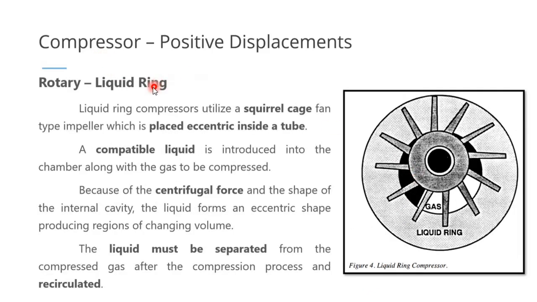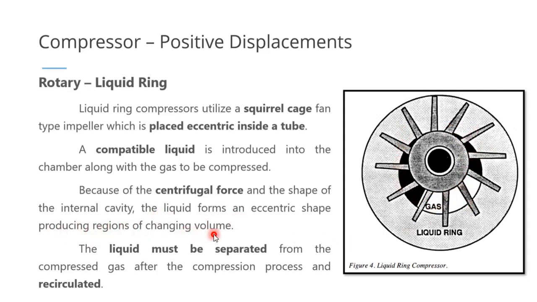Also, meron ding tinatawag na liquid ring. Kaya siya tinawag na liquid ring kasi meron siyang liquid fluid dito sa gilid. Ito yung tube mo. Due to centrifugal force, syempre yung fluid, doon siya sa gilid. Dapat compatible liquid yan. Then, because of the centrifugal force, in the shape of the internal cavity, the liquid forms an eccentric shape. Para siyang crescent.